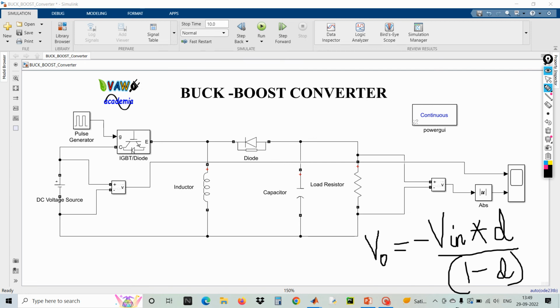Okay. To overcome this negative signal, here the absolute block is used. Absolute will always give you a positive output, whether the input is positive or negative, whatever it is.